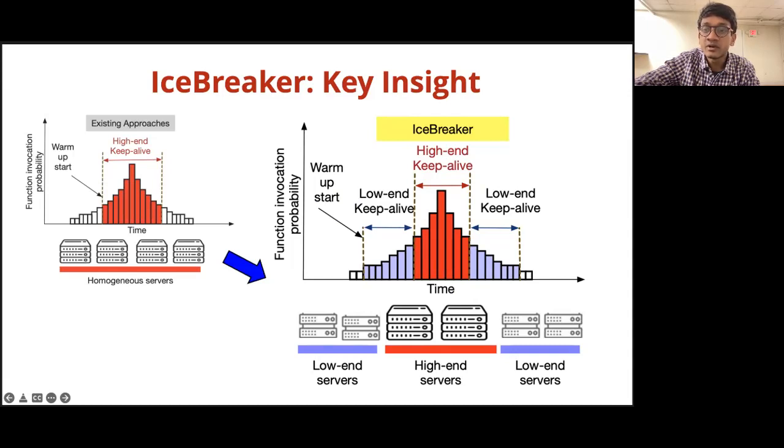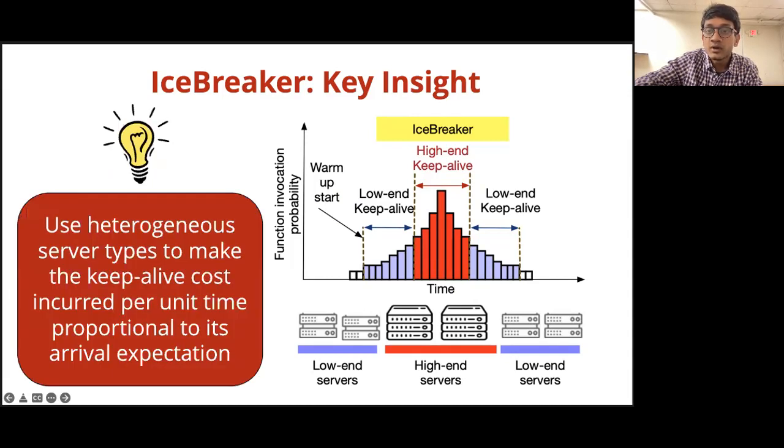Thus, we designed IceBreaker, which uses heterogeneous high-end and low-end servers. The intuition behind it is that functions with lower invocation probability should be warmed up in low-end clusters, and those with a higher invocation probability should be warmed up in the high-end cluster. Now, the low-end clusters have lower keep alive cost, and hence IceBreaker reduces the keep alive cost. Also, for a fixed capital budget, you can buy a larger number of low-end servers. Thus, you can warm up more functions, and hence it can reduce the overall service time.